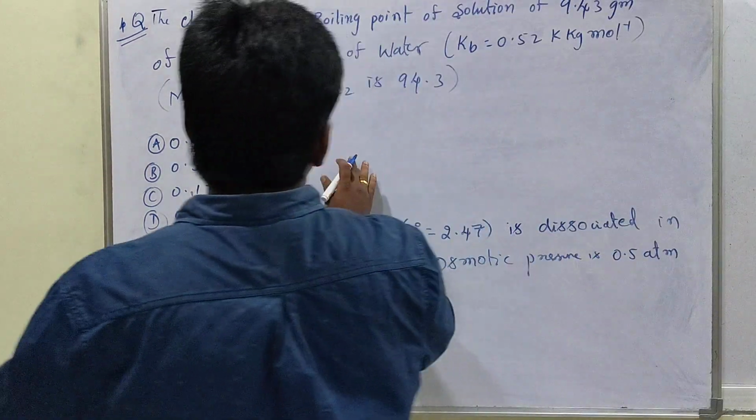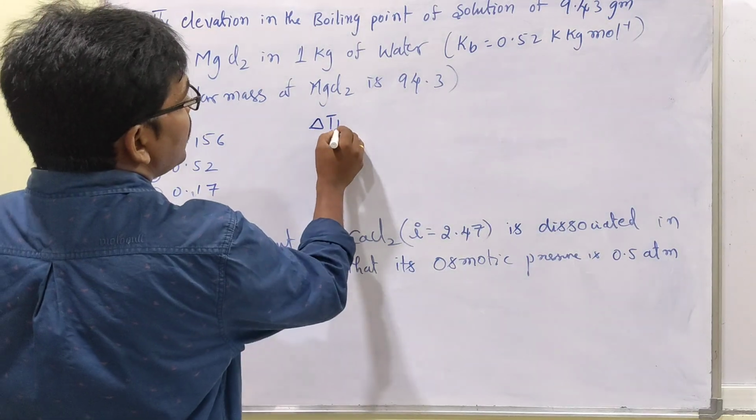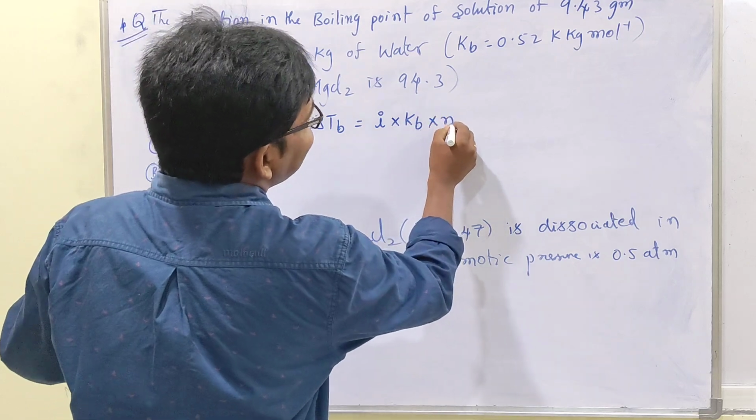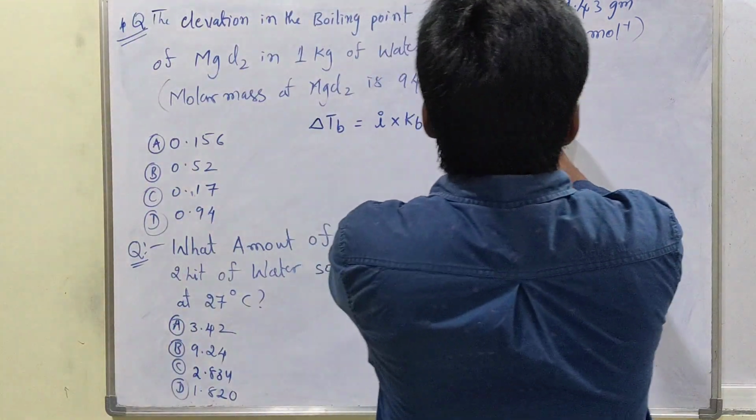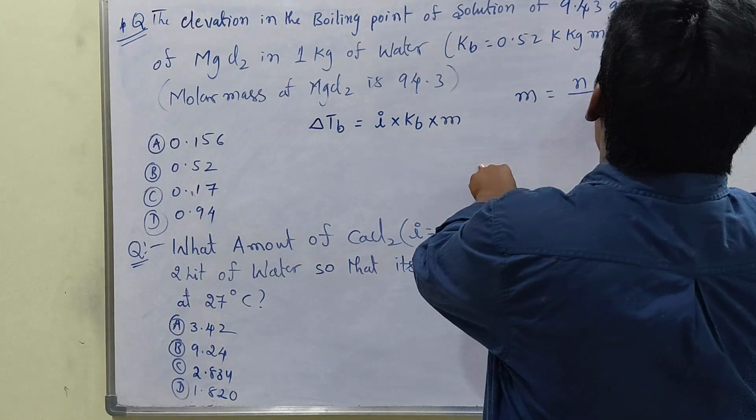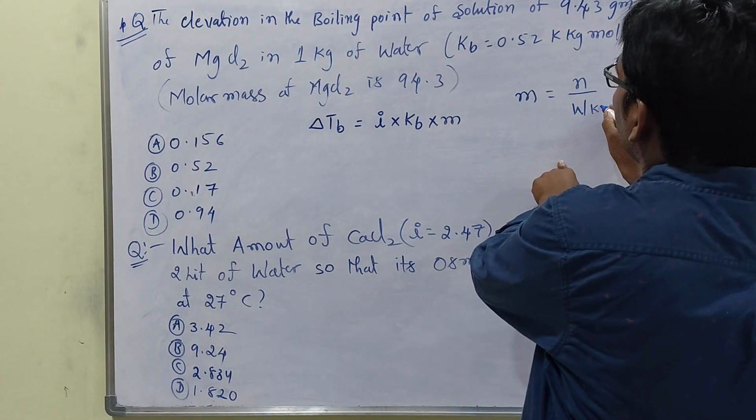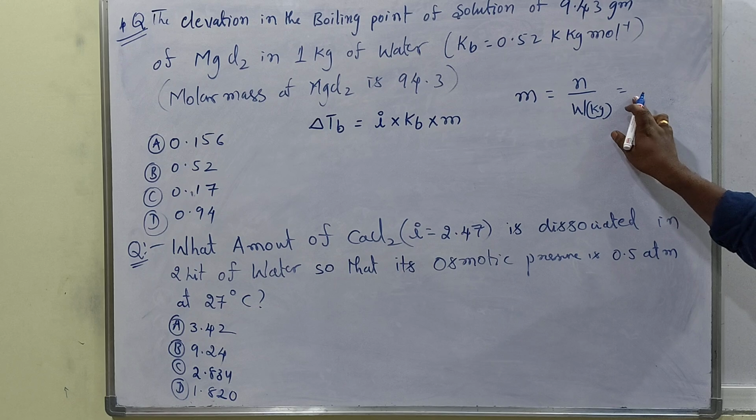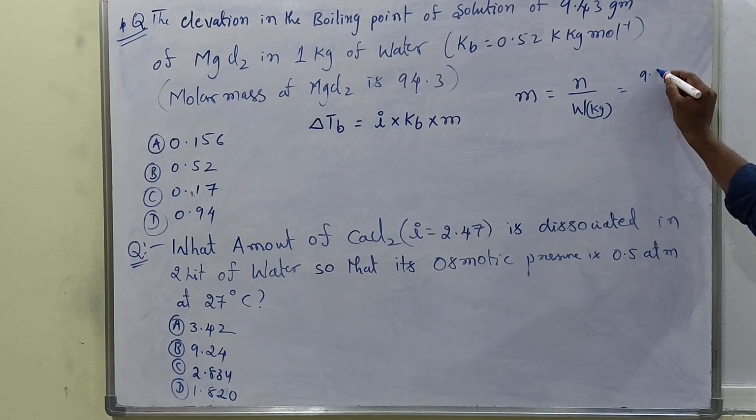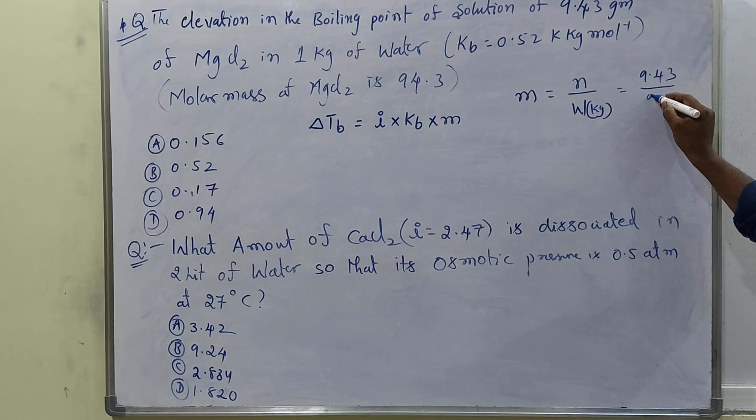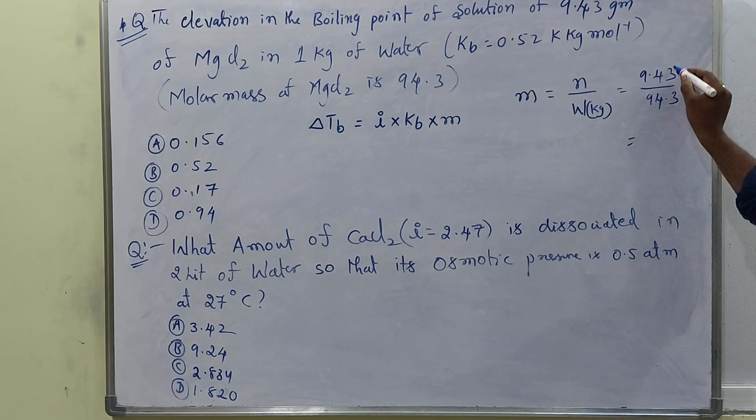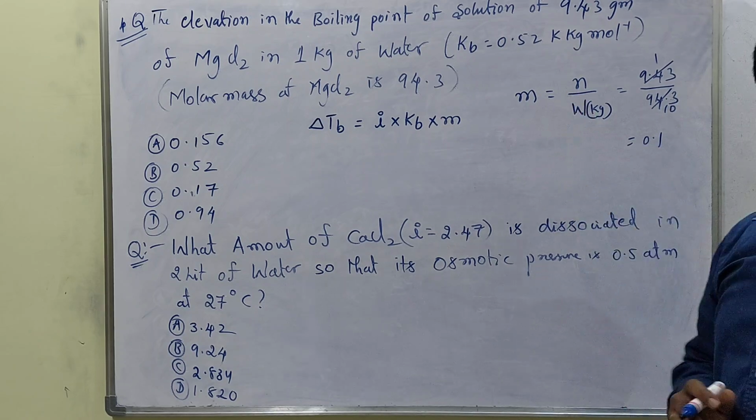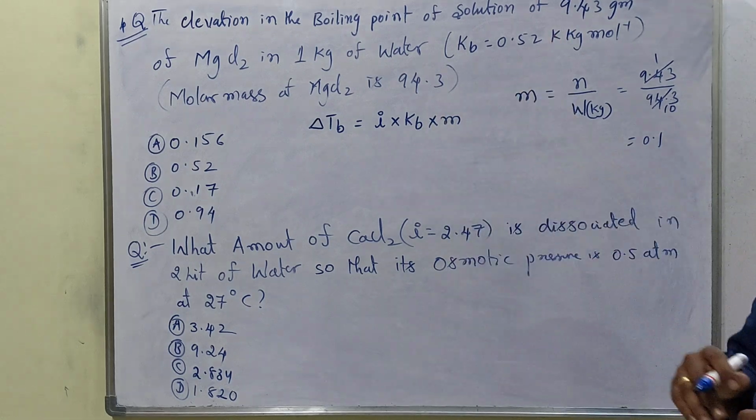The formula for elevation in boiling point: delta Tb equals i into Kb into molality. Molality formula is number of moles divided by weight of solvent in kg. Weight of solvent in kg is 1. Number of moles is given weight 9.43 divided by molecular weight 94.3, which is 1 by 10, that is 0.1. It is the molality value. Kb value is already given, 0.52.